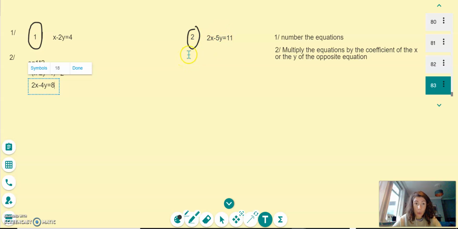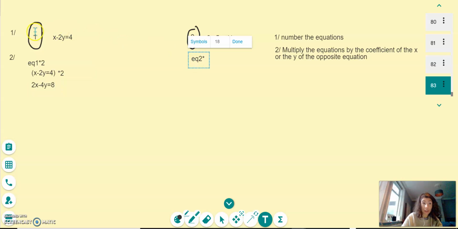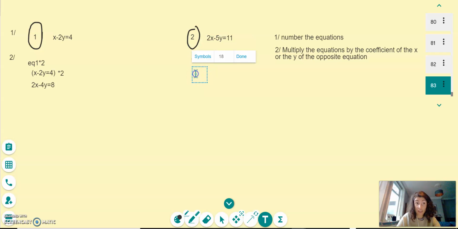And similarly with equation number 2, we're going to do equation number 2 multiplied by the coefficient of x on this side, which is just 1. So equation number 2 multiplied by 1 is just going to give us the same thing because anything multiplied by 1 is just what it is. So that's our new equation there.